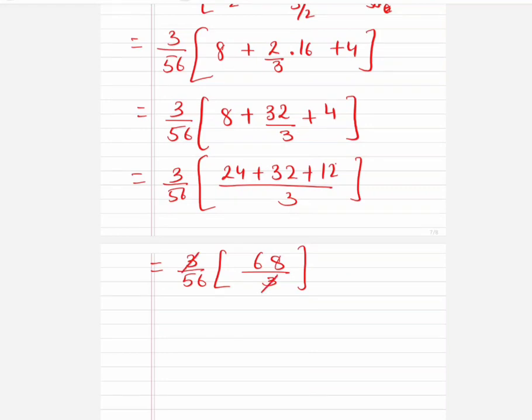3 and 3 can cancel. This is an even number, so that will give me, if I'm dividing 28, this will give me 34, still even, 14, 1, 7, yep, 17 over 14 is your y bar.